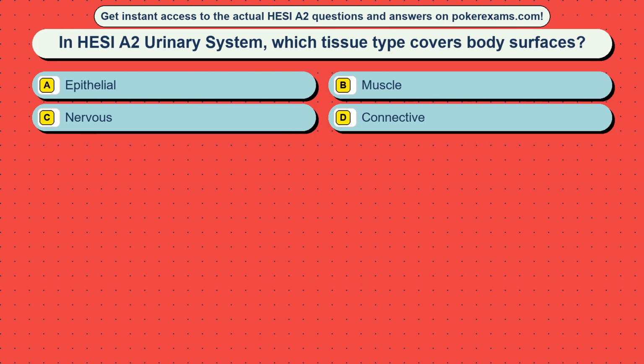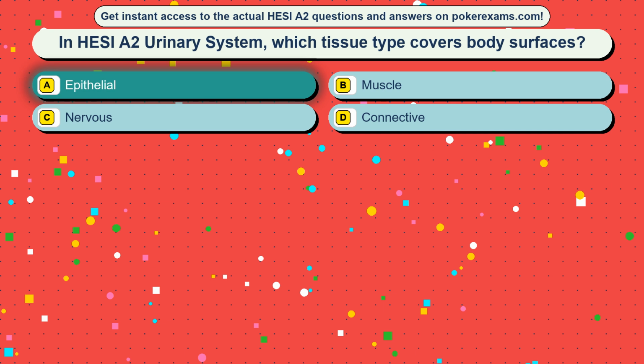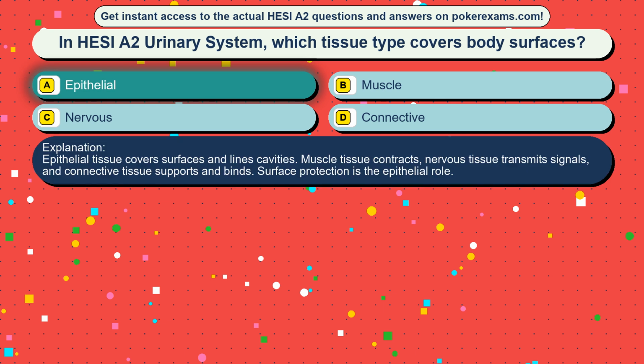Question 33. In HESI A2 urinary system, which tissue type covers body surfaces? Option A, epithelial. Option B, muscle. Option C, nervous. Option D, connective. The correct answer is option A, epithelial. Epithelial tissue covers surfaces and lines cavities. Muscle tissue contracts, nervous tissue transmits signals, and connective tissue supports and binds. Surface protection is the epithelial role.